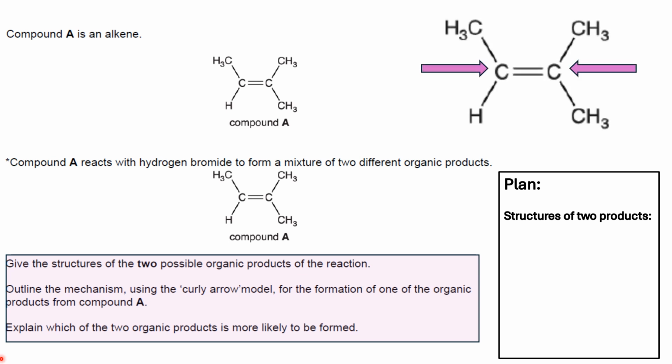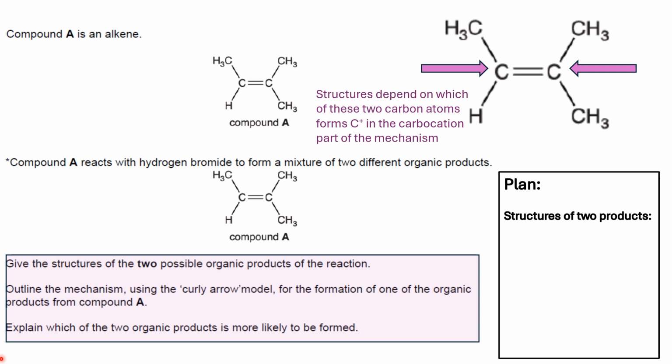Now, thinking about the structures, what's going to happen in the mechanism is that the carbon-carbon double bond is going to break. Now that leaves one of those 2 carbon atoms I'm pointing at as potentially becoming a C+, in other words, part of a carbocation. So this is obviously the electrophilic addition mechanism that you'll know from alkene work you've done.